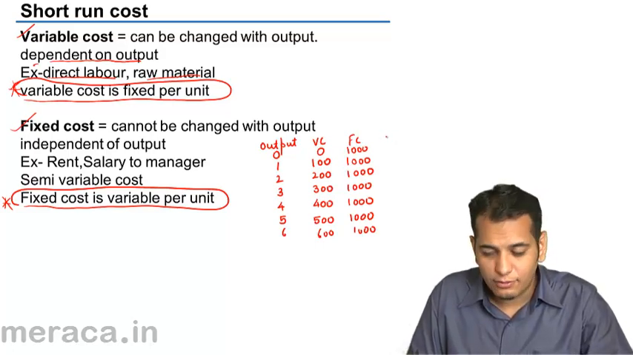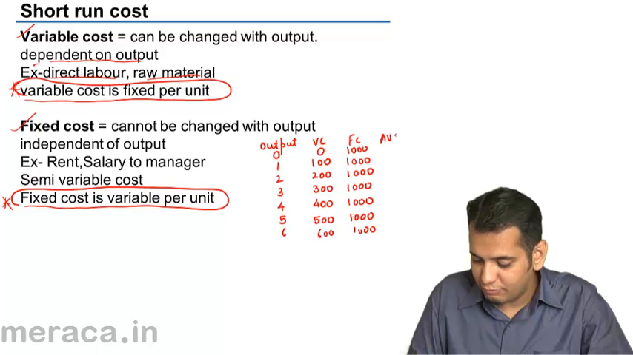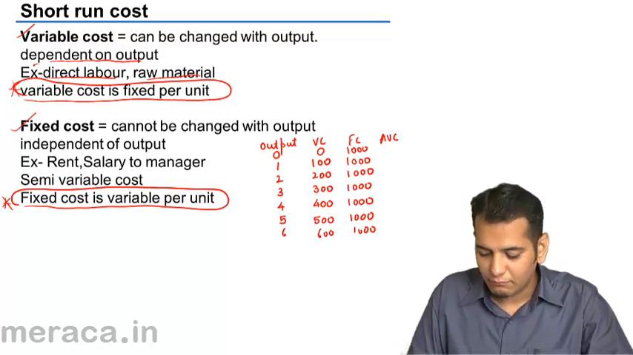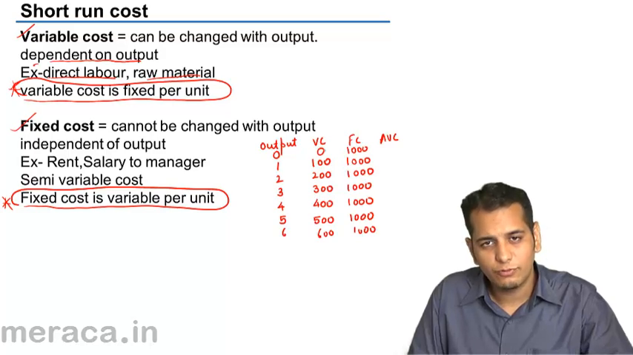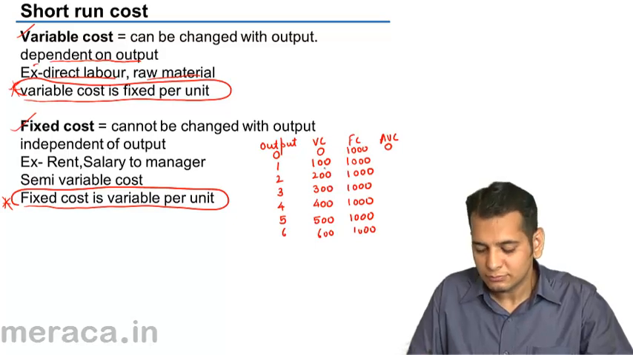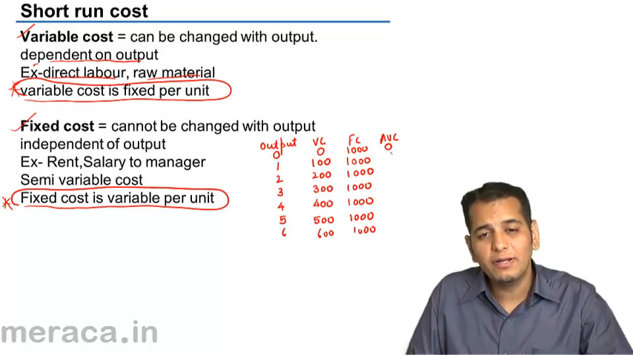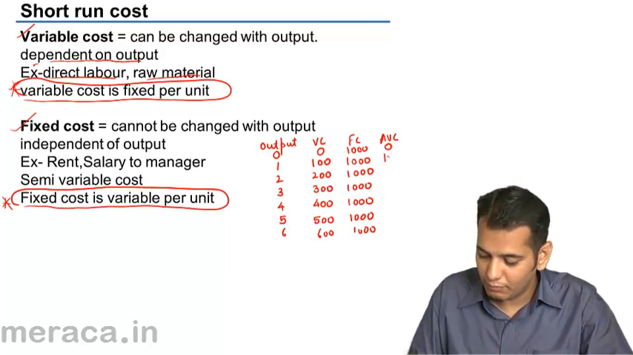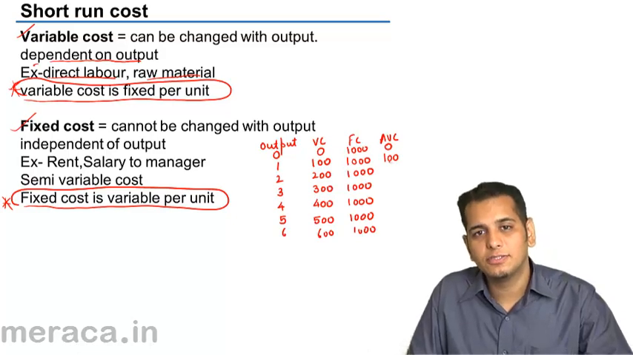So if I calculate the average variable cost here, the cost is 0 for 0 units, so it will be 0. For 1 unit, I am required to pay 100 rupees. My cost is 100 rupees. So average variable cost is 100.